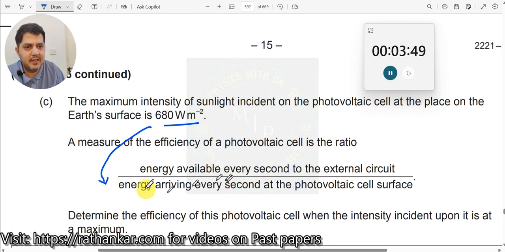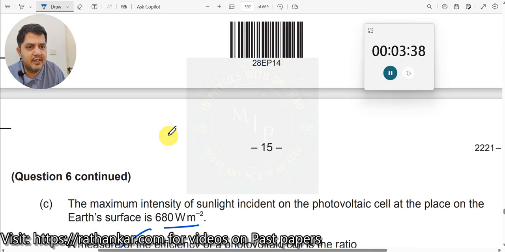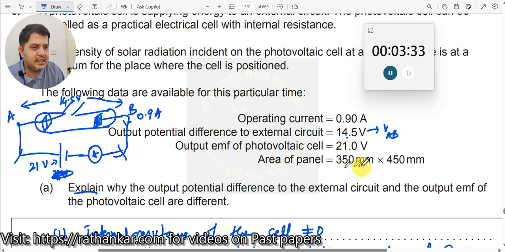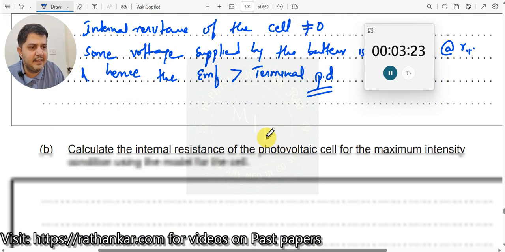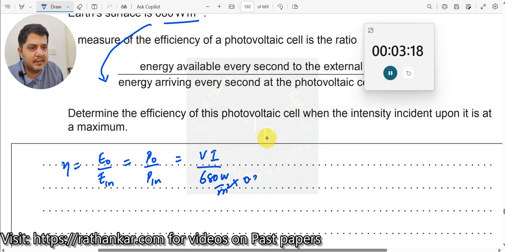Input power is nothing but you have 680 watt per square meter multiplied by area. Where do you get the area? Area is already given here. See, look at this. The area of the panel is 350 mm multiplied by 450 mm. Let me convert it directly here. I can write this as 0.35 meter multiplied by 0.45 meter, right? I'll copy the same thing and put it over here. Now I have 0.35 into 0.45, which will give power here.